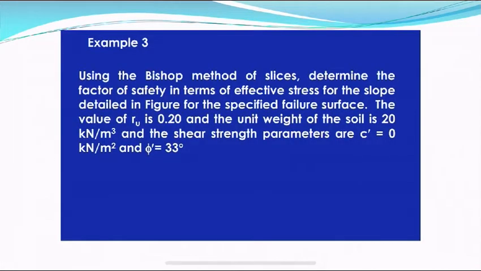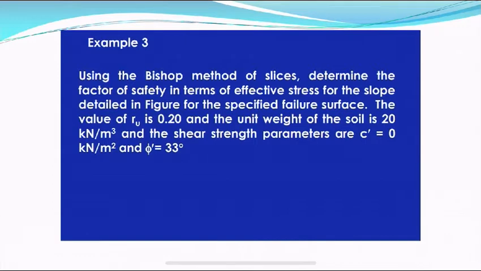Using Bishop's method of slices, determine the factor of safety in terms of effective stress for the slope detailed in the figure for the specified failure surface. The value of Ru is 0.20, the unit weight of the soil is 20 kN per meter cube, and the shear strength parameters are C dash equal to 0 kN per meter square and phi dash equal to 33 degrees.